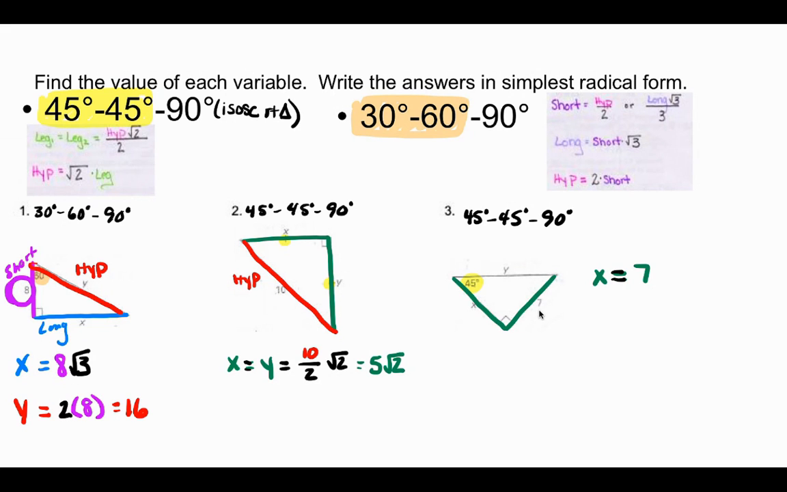And then we have our hypotenuse, which is y, and our hypotenuse is equal to our value of the leg times the square root of 2. And since we're asked to leave this in radical form, that's our answer.